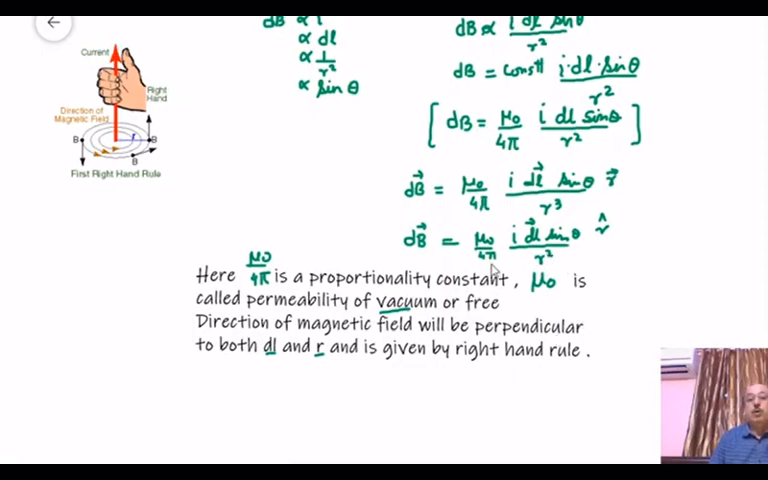The value of mu naught by 4 pi, that is the proportionality constant, is 10 to the power minus 7. Its unit will be Tesla meter per ampere.